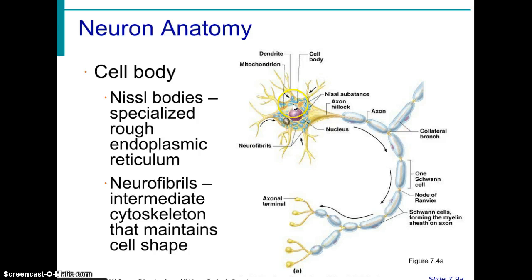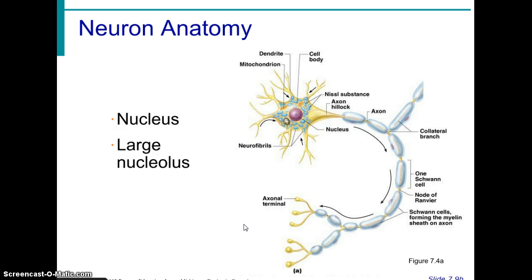Then there are also quite a number of neurofibrils here. They're very fine cytoskeleton elements that help the cell maintain its shape. Within the nucleus, you can see a pretty pronounced nucleolus there, which is where ribosome manufacture happens.